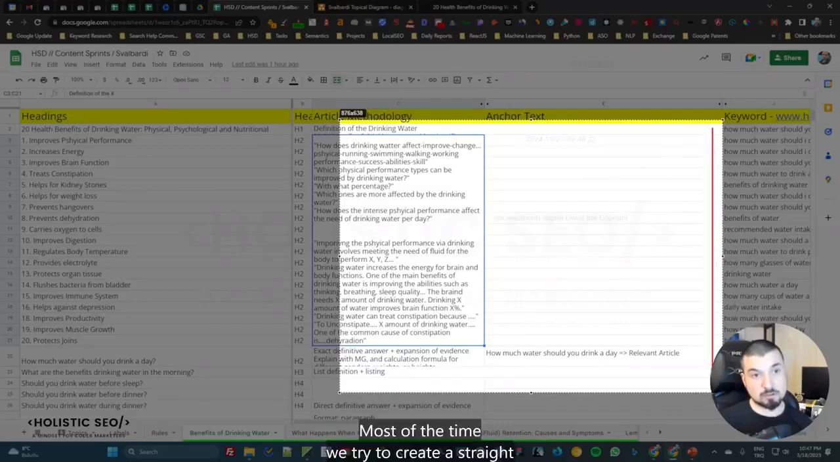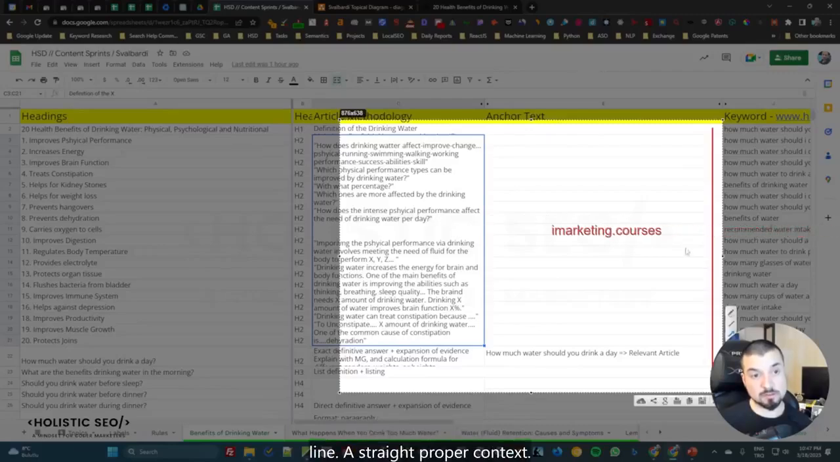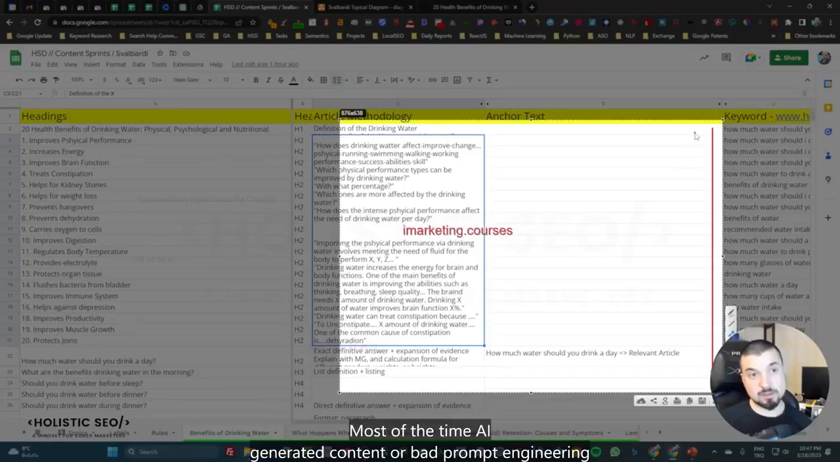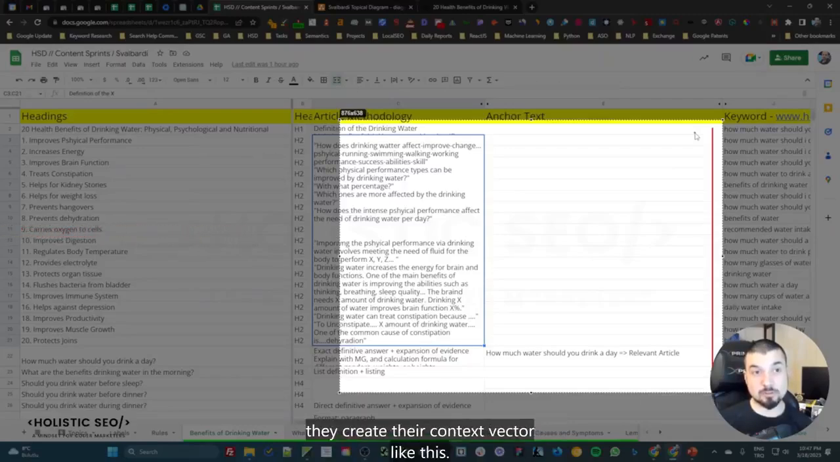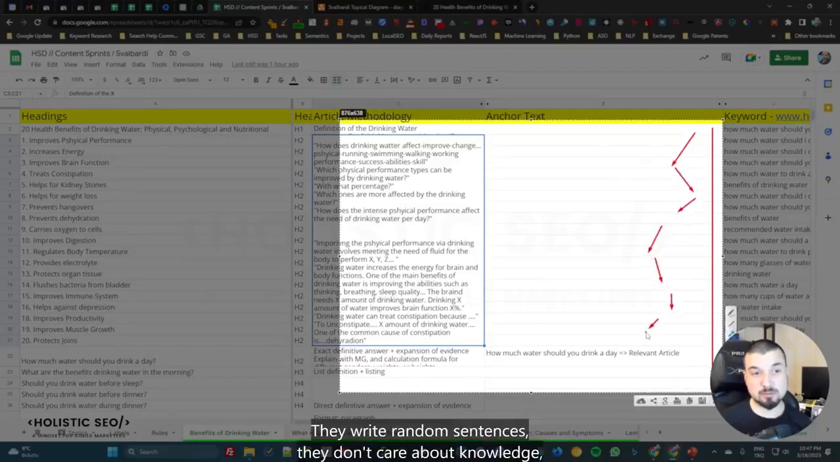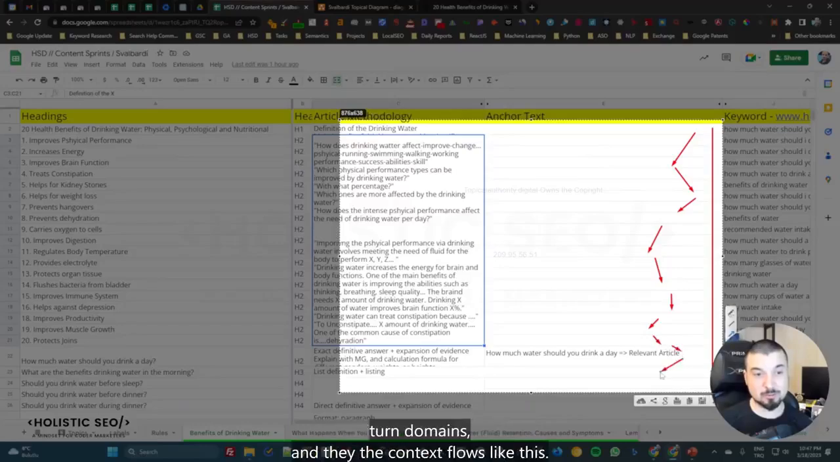Most of the time we try to create a straight line, a straight proper context. Most of the time AI generated content, bad prompt engineering, distracted minds, or non-expert authors create their context vector like this. They write random sentences, they don't care about the knowledge term domains, and the context flows like this. We need a straight line without any interruption.